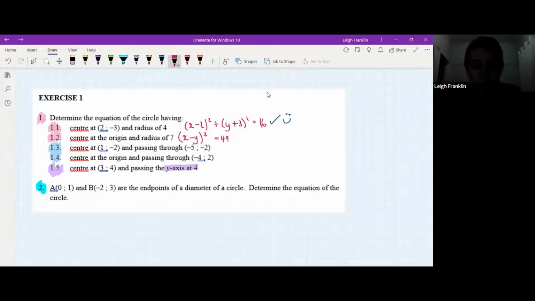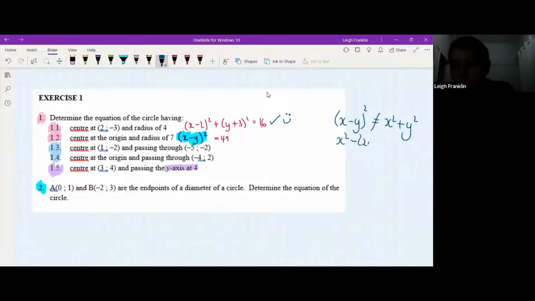What I don't agree with, unfortunately, is what you've written over here. Okay, Tisha, what we need to do is this. Let me just write this on the side. x minus y squared is not the same as x squared plus y squared. If you square the binomial on the left, you'd end up with x squared minus 2xy plus y squared, so you'd end up with that middle term over there. So here we must write x squared plus y squared equals 49.